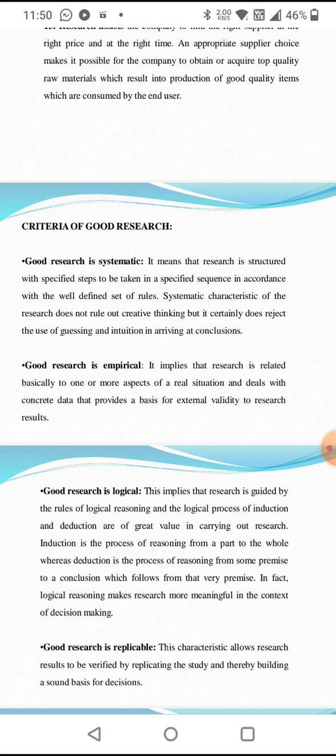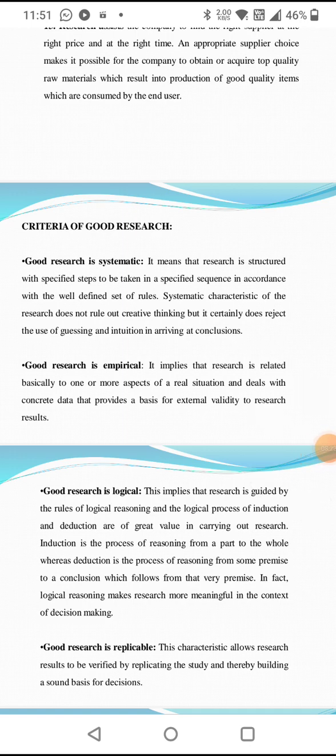Good research is logical. So what do you mean by that? This implies that research is guided by the rules of logical reasoning, and the logical processes of induction and deduction are of great value in carrying out research. Induction is the process of reasoning from a part to the whole, whereas deduction is the process of reasoning from some premise to a conclusion which follows from that very premise. So in fact, logical reasoning makes research much more meaningful in the context of decision making.